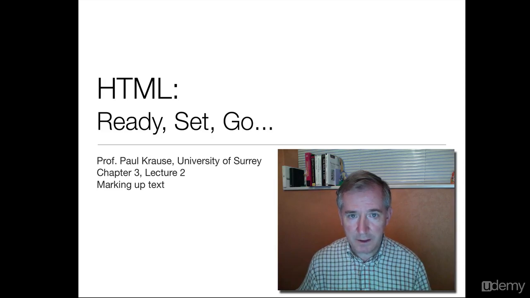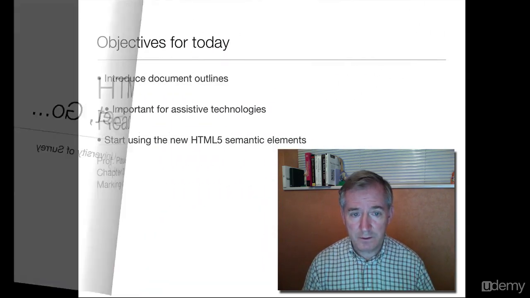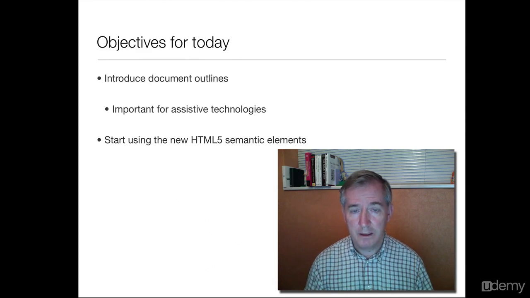Now we're ready to start marking up the text of our document, and this is where the new semantic elements of HTML5 really add value. What I'm going to do first is to introduce the concept of a document outline, which illustrates very much how HTML5 now gives us much more flexibility and precision in defining the basic structure of your document.